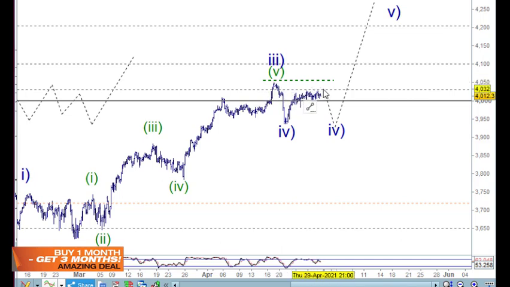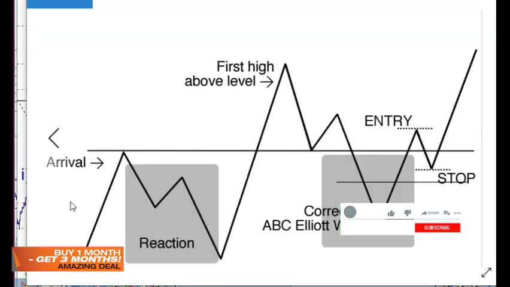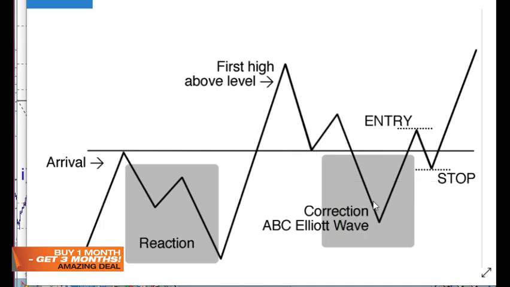it falls into place. But we only know that once this is dropped here. So that would be this pattern here. So we've got the arrival, the reaction, the first high above the level, the A, the B, and the C here. We can go long above here. We can drop it down to here. We can get a better position over here, and sometimes we can get a position down here for this.